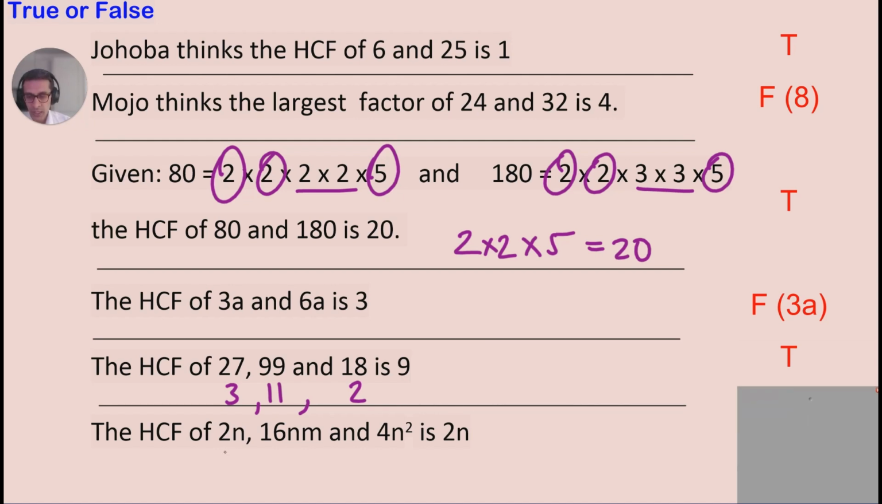And then the last one, look at the numbers first and then the letters. So 2, 16 and 4, the highest common factor would be 2. And then we've got n, nm and n squared, so highest common factor there would be n, so this is true.